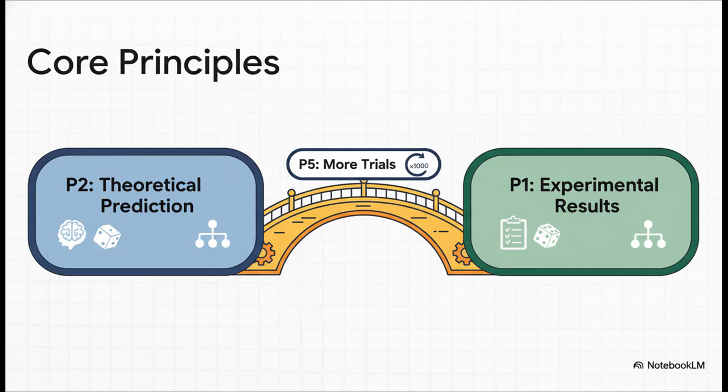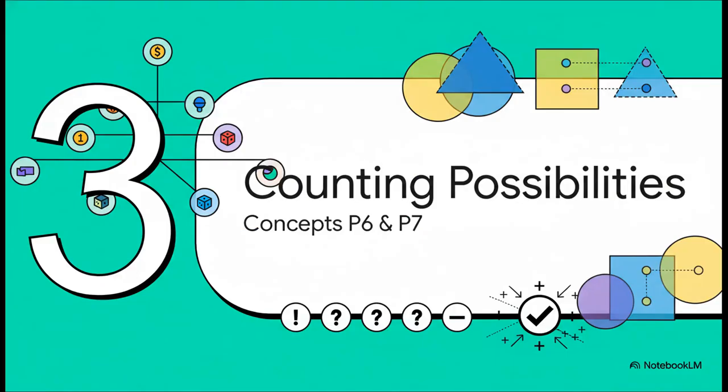So how do all these ideas link together? Well, it's all about the connection between theory and reality. P1 is about recording what actually happens in an experiment, using things like frequency trees. P2 is about using our theory to predict what we expect to happen. And P5? Well, P5 is the bridge between them. It tells us that the more times we do an experiment, the closer our real-world results should get to our theoretical prediction.